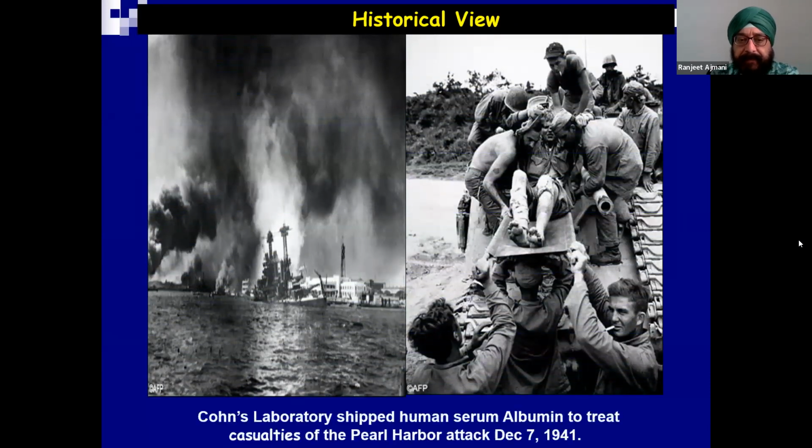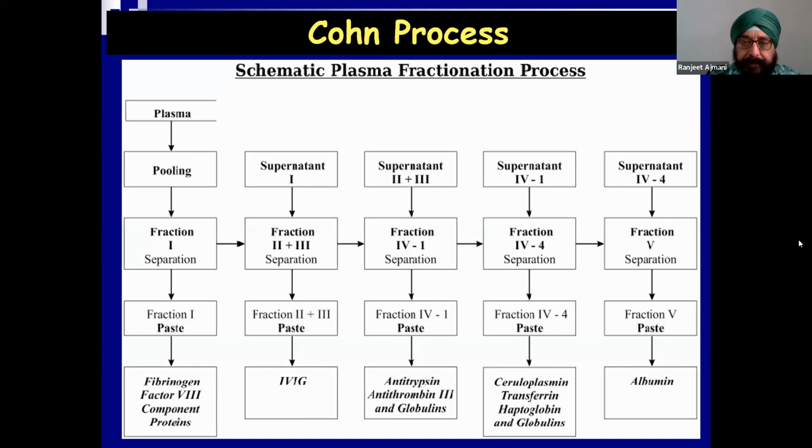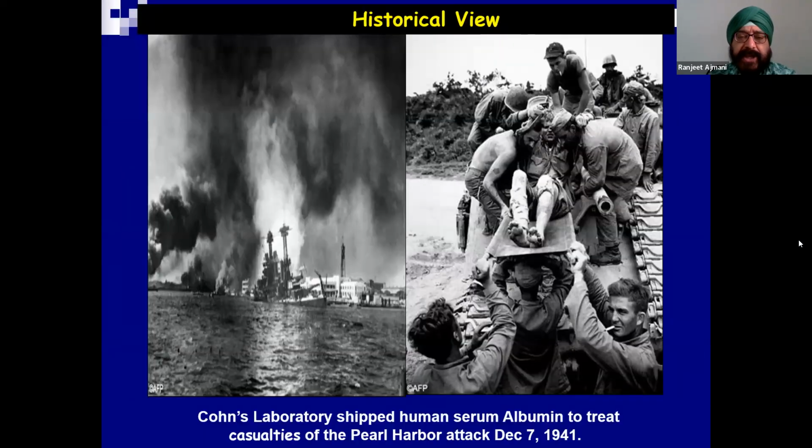For the first time ever, plasma products were shipped from the Cohn laboratory in Boston to the West Coast of America, mostly albumin and fibrin glue. You can see the soldiers; albumin was given, and their wounds were sealed with fibrin glue. So this was the beginning of plasma products, used on an experimental basis, and they saved many lives. But that is not the end of it. There were many challenges alongside it. Let's get into that part later.